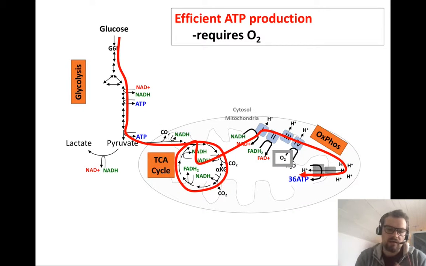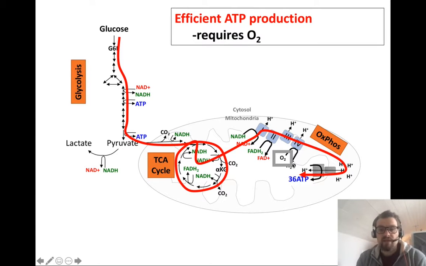So if you are a cell and you have a high demand for ATP, this is a way, following this red line here, that you could efficiently make ATP. If you metabolize your glucose to pyruvate and you couple that to the TCA cycle, all the way through OXPHOS, you can make up to 36 ATPs per glucose molecule. So very, very efficient.